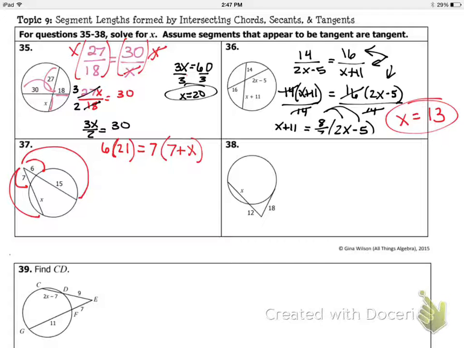6 times 21 is 126 equals 49. 7 times 7 is a football team. 49ers. That was what I was told in 3rd grade, so I don't know. I don't even know if the 49ers are still a team. Google it.